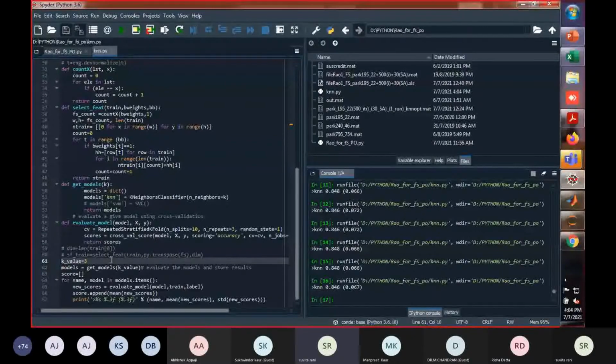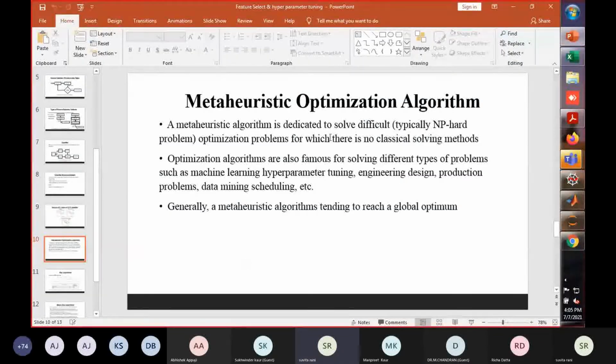So the meta-heuristic algorithms, which are optimization algorithms, play an important role in this hyperparameter tuning or feature selection. So first, what are meta-heuristic optimization algorithms? Meta means multiple, and heuristic means they have some kind of earlier information with which they move further to find another solution. The meta-heuristic algorithms are dedicated to solving difficult optimization problems, typically NP-hard problems, for which there are no classical solving methods.